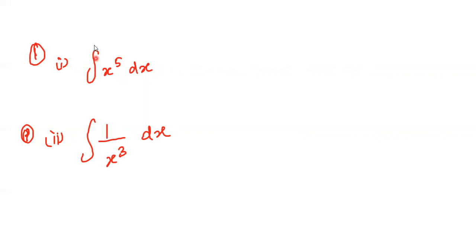How? What will happen if you take the x power 3 to the numerator? It will become x power minus 3. The power signs will change. Right? So the answer is x to the power minus 2 by minus 2. We can leave it like that. Just put plus c after that. It's x power minus 2 upon minus 2 plus c. That's it.